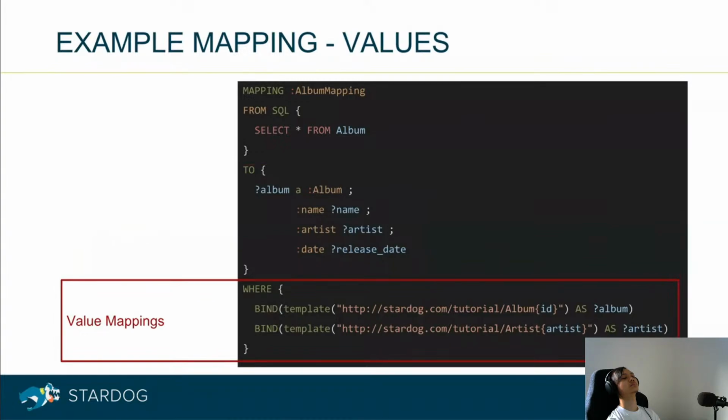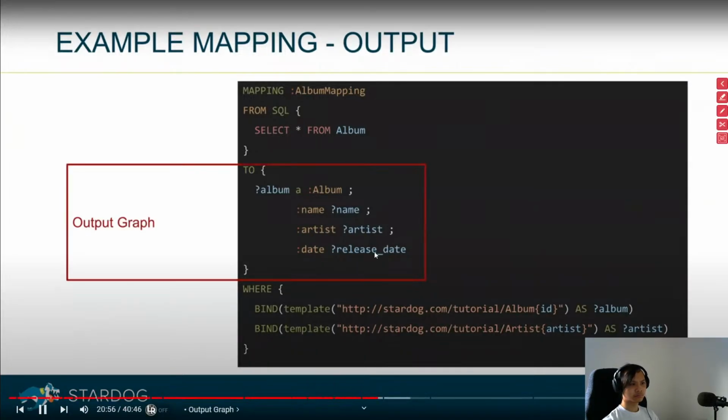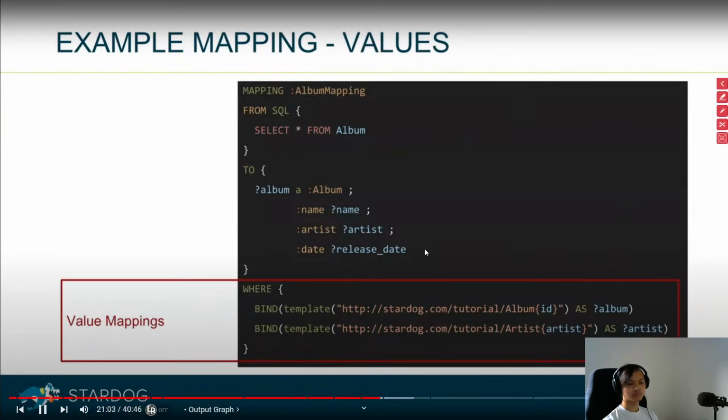So in the var clause, we define these IRI templates. The ID values coming from the SQL query result will be turned into an IRI based on this template. And then we bind the resulting IRI into the album variable. In the previous section, we see the album variable becomes the subject of these triples. So it's the same kind of information represented in R2RML in a slightly different syntax.